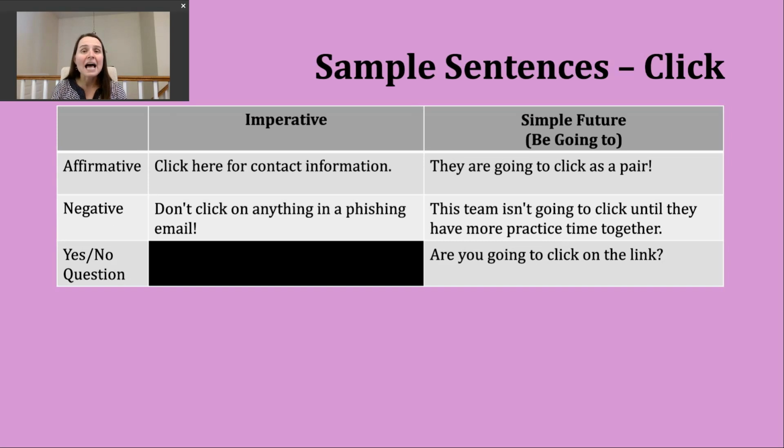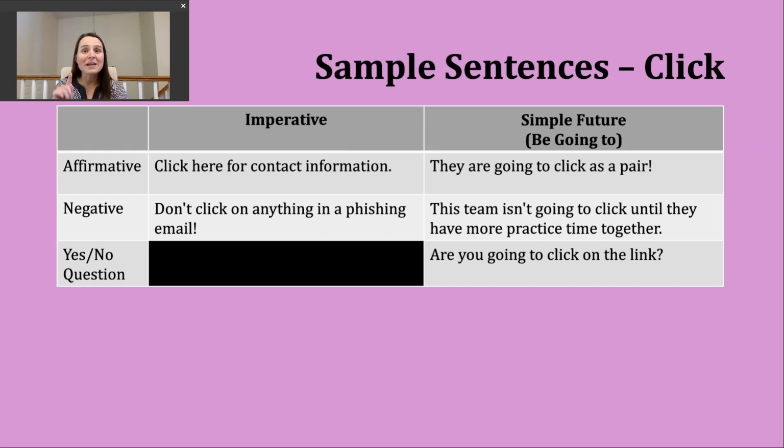So this is where we're telling someone or a group of people to do a particular action. And it's unique in English because we don't have a stated subject. The subject is always implied. It's either you singular or you plural. So we can just begin our affirmative sentences with the base verb. So maybe you've seen a sentence like this on a website. Click here for contact information, right?